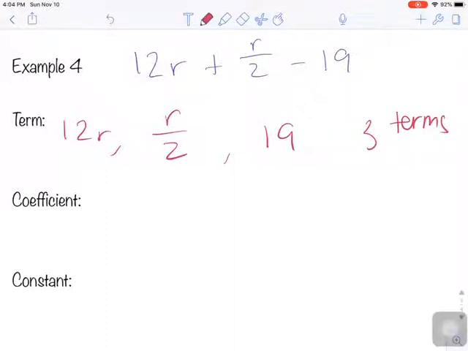Now, a coefficient is something that is connected to a variable. It's what you're multiplying that variable by. And so the one coefficient that we have is 12. And then last but not least, a constant. A constant is something that is by itself. It's never, ever going to change. So anything that's by itself, it's not connected to a variable, there's no operation connected to it, no matter what, it's always going to stay the same. So we have one constant up here, and this is 19. So we have terms, coefficient, and constant.